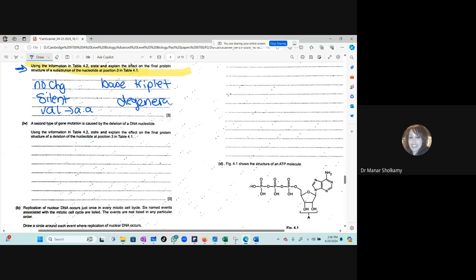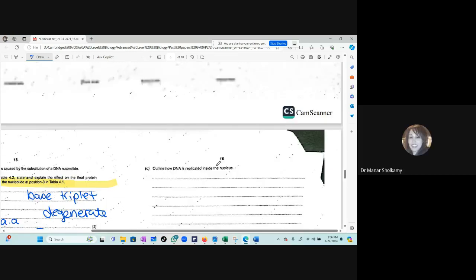Now, why? Why, even though there was a mutation, did no change happen? Because the genes are degenerate, therefore the same amino acids have multiple base triplets. Very good. This is because the base triplet in this case is degenerate. Perfect. Now, a second type of mutation is caused by the deletion of a DNA nucleotide.